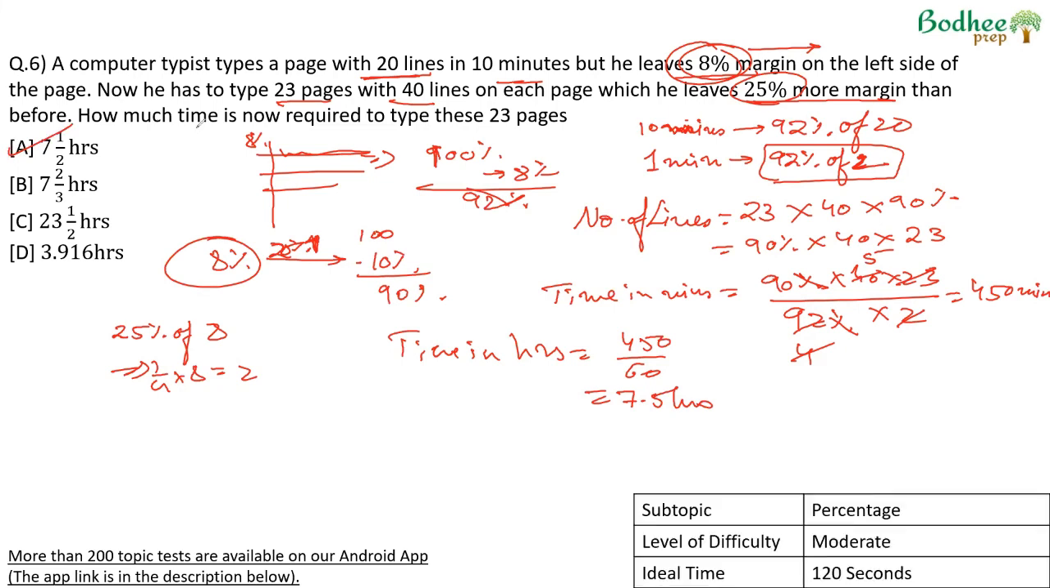Moderate level of question. I think this 25 here was a bit of a catch. If not read properly, there could be a mistake. Otherwise, not too much in the question. But again, moderate level, solving time would be about 2.5 minutes.